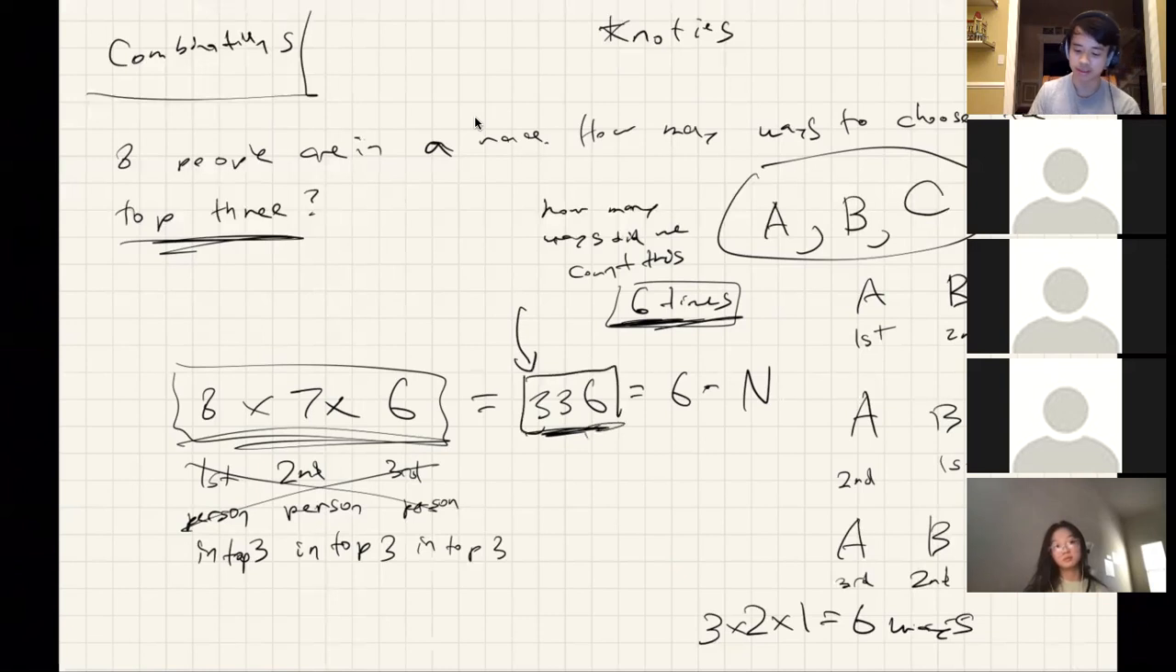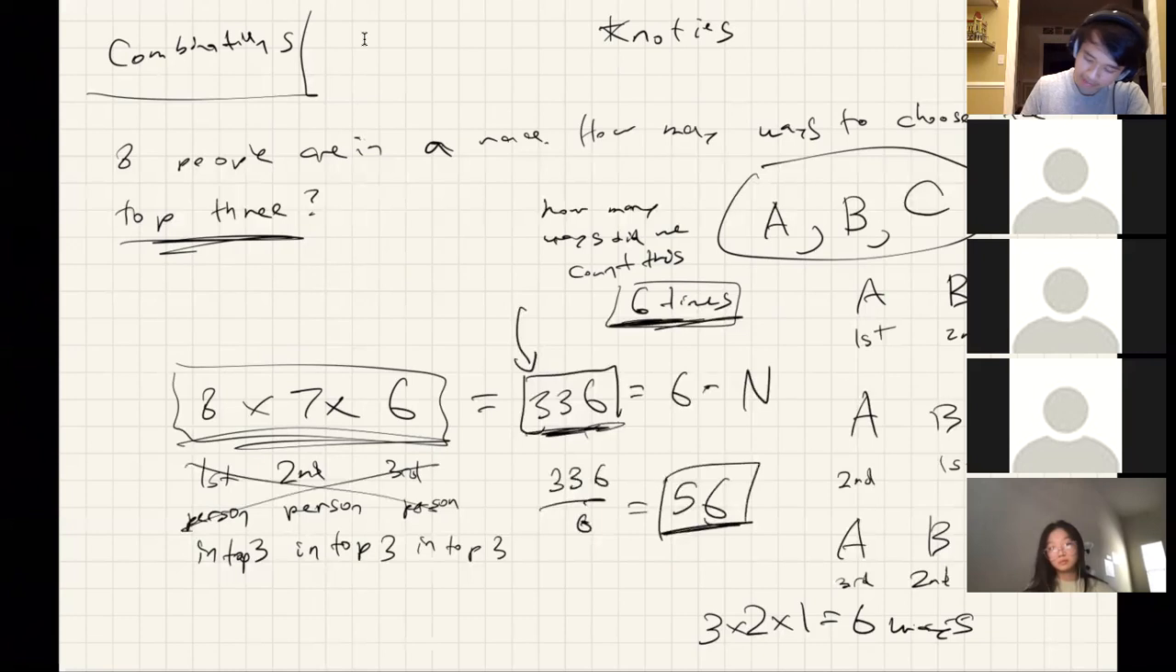So what we have to do is divide by 6 on both sides, and we get 336 over 6, which becomes 56. We have 56 as an answer. And you could also compute this directly as just 8 times 7 times 6 over 3 times 2 times 1, and just simplify from there.